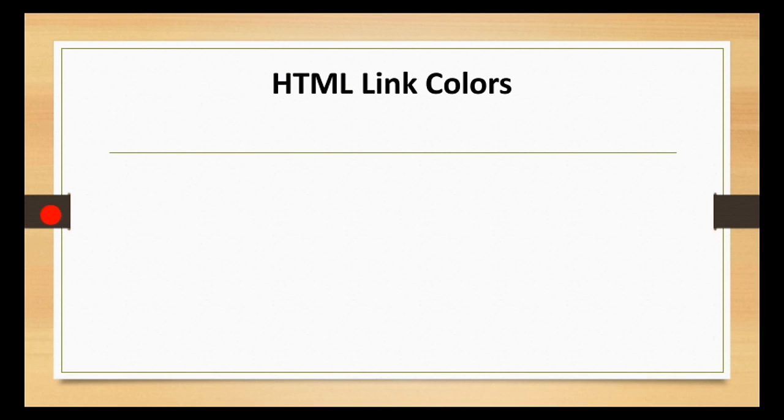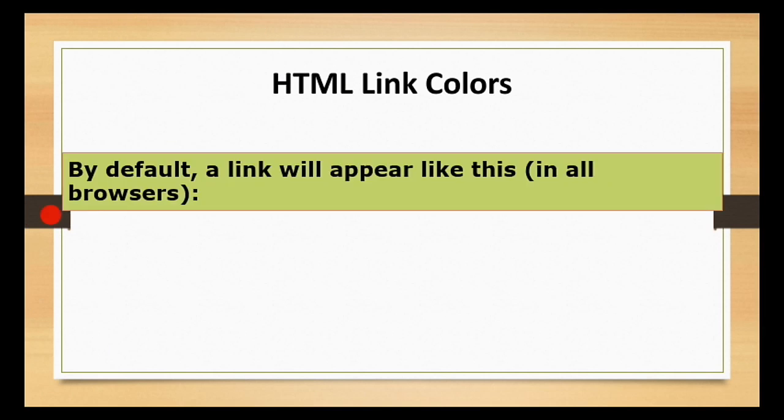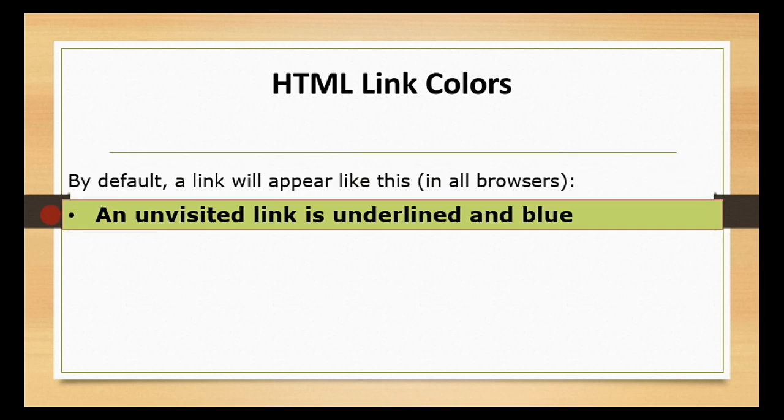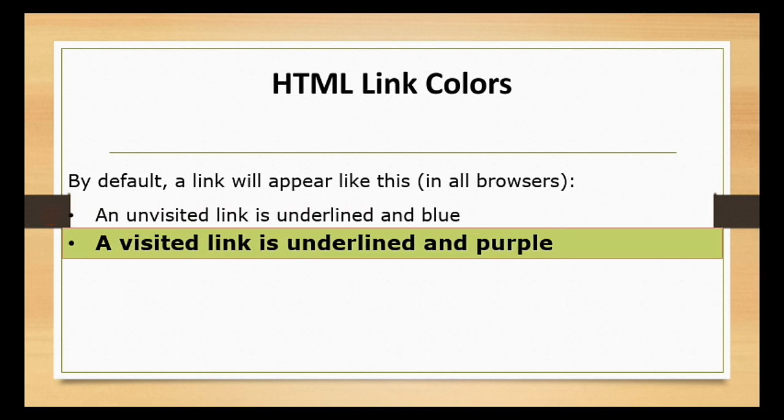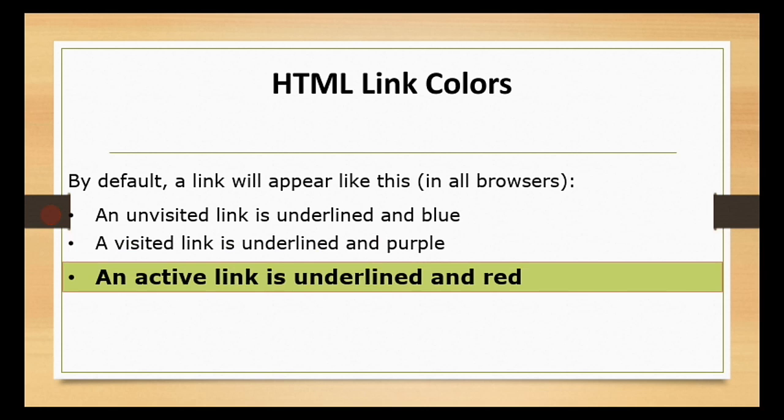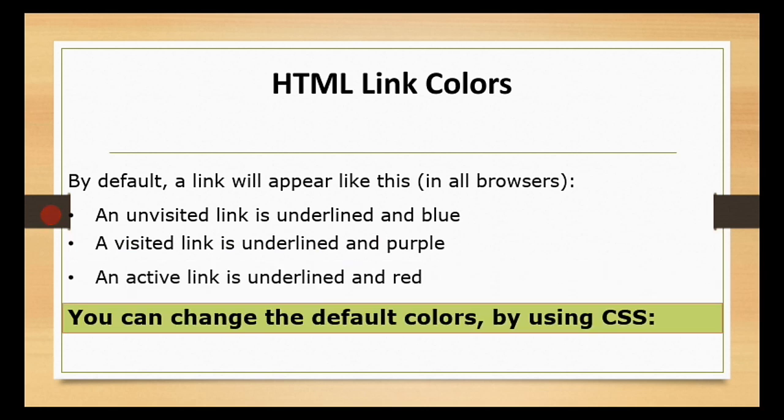Example, HTML link colors. By default, a link will appear like this in our browser. An unvisited link is underlined and blue. A visited link is underlined and purple. An active link is underlined and red. You can change the default colors by using CSS.